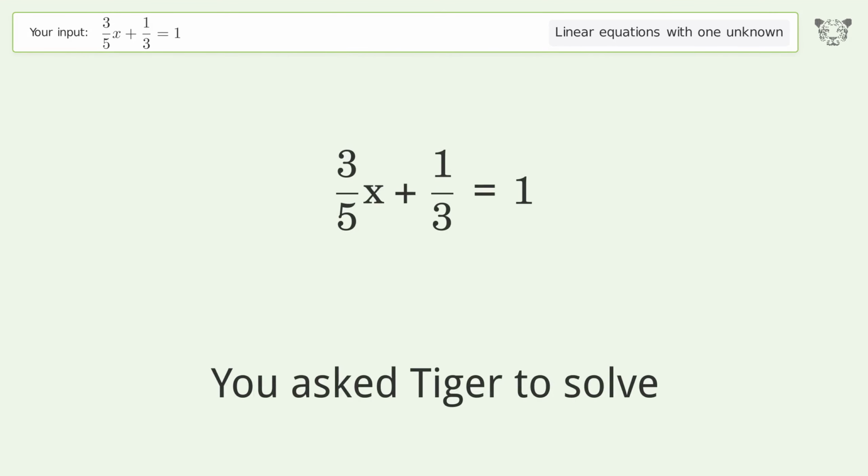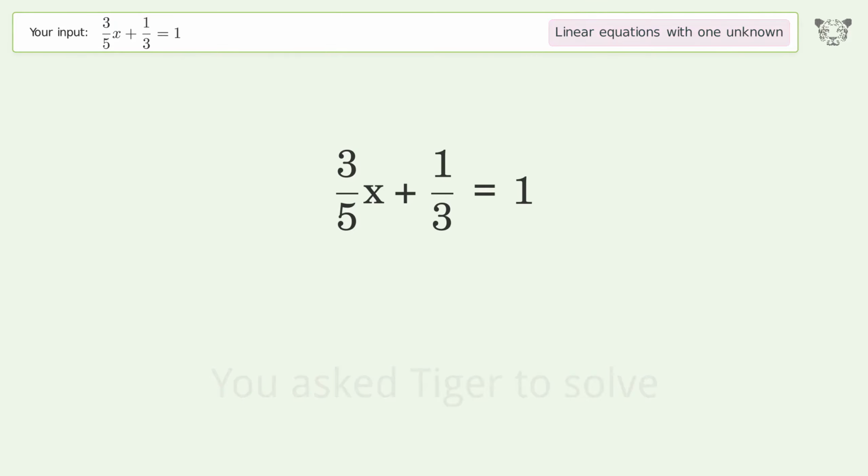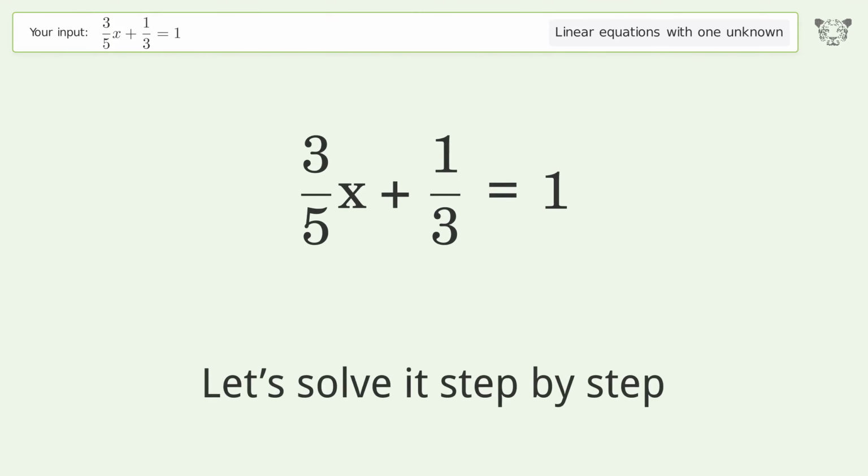You ask Tiger to solve. This deals with linear equations with one unknown. The final result is x equals 10 over 9. Let's solve it step by step.